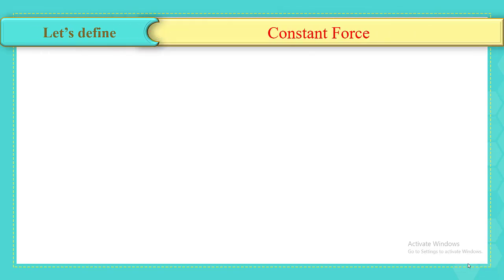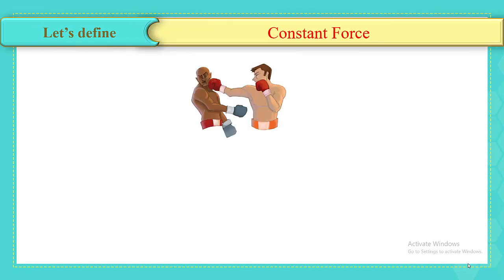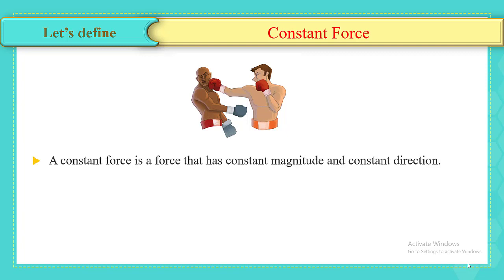First, let's define a constant force. We know that a force is a mechanical action exerted by a body on another one. So we can define the constant force as a force that has a constant magnitude and a constant direction. For example, here we have a force equal to 5 Newton and it has a unique direction, directed horizontally to the right.